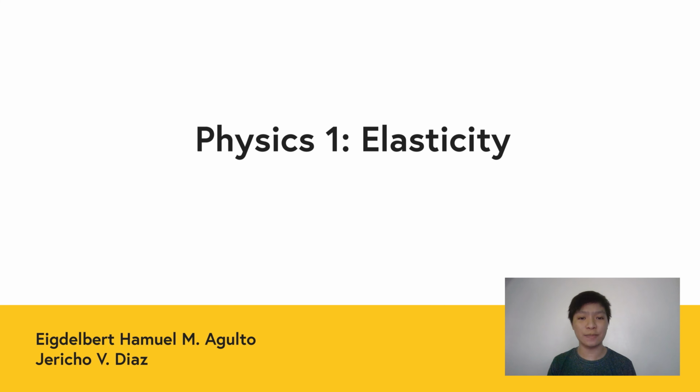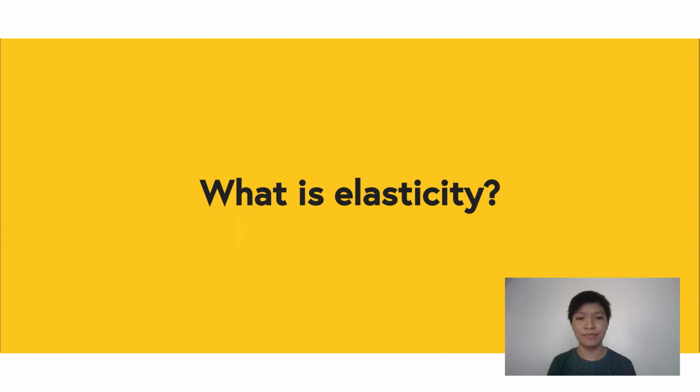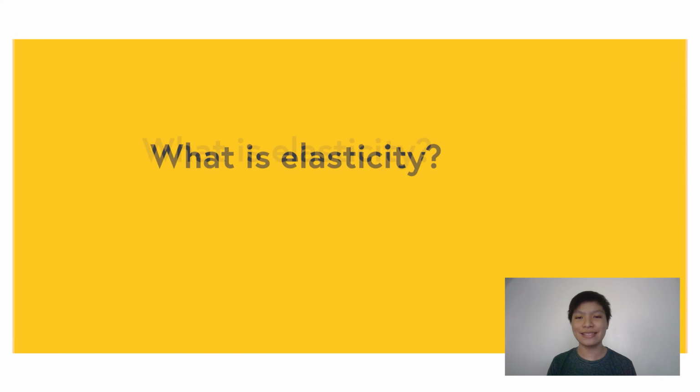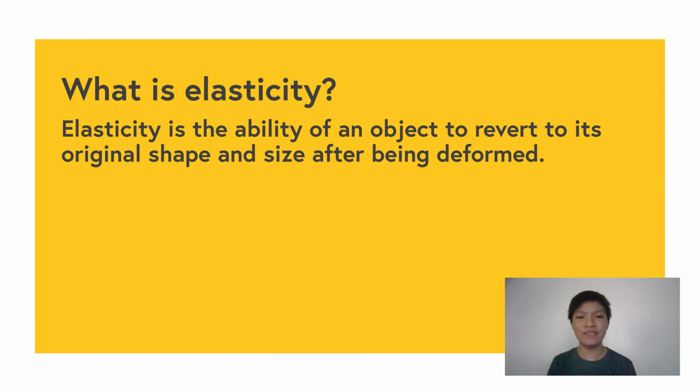So, what is elasticity? Well, if you want, you could try to think of your own definition and compare it to ours. You could even pause this video if you need more time. If you don't want to do that, then it's fine, it's completely up to you. So, elasticity. It is the ability of an object to revert to its original shape and size after being deformed.